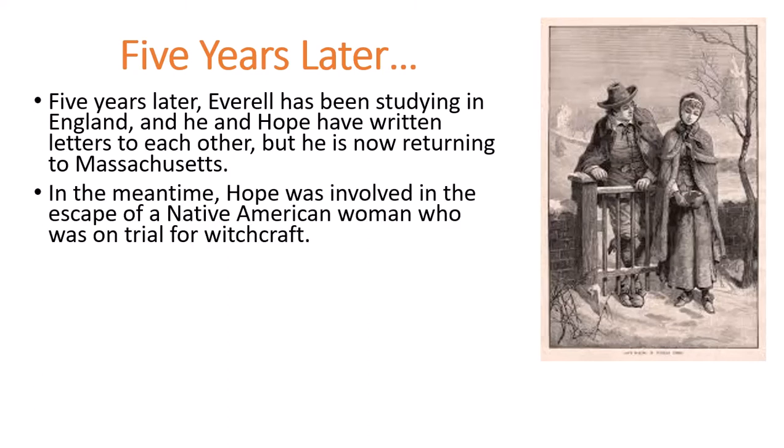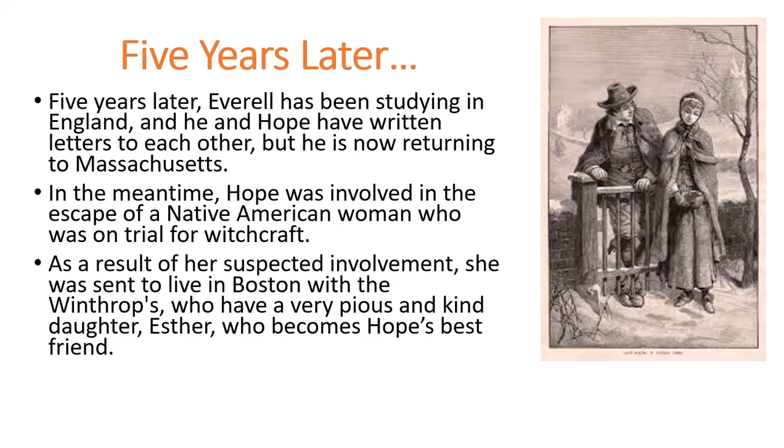In the meantime, Hope was involved with the escape of a Native American woman named Nelima, who was on trial for witchcraft. And they suspect Hope's involvement, but they can't really prove it. And so it's recommended that she goes to Boston to live with the Winthrops, who we've just heard about, Governor Winthrop.